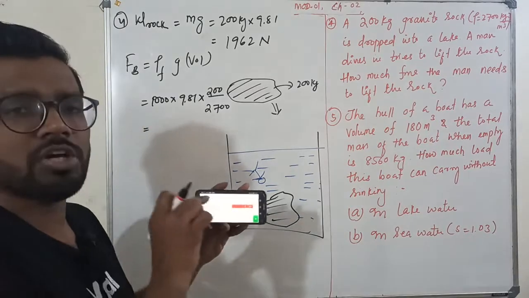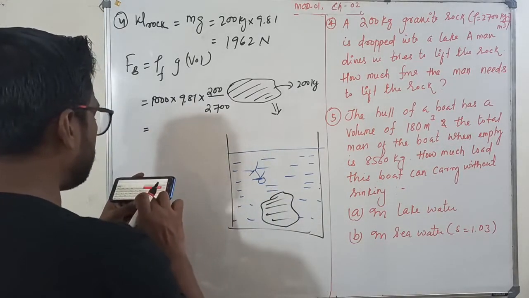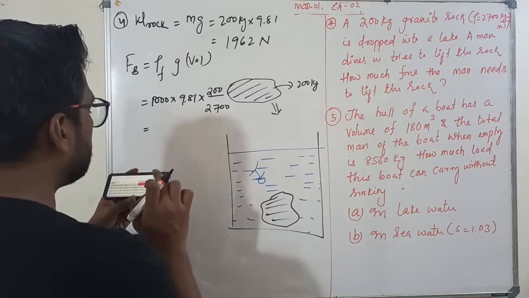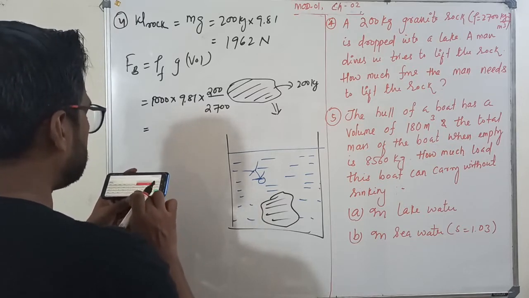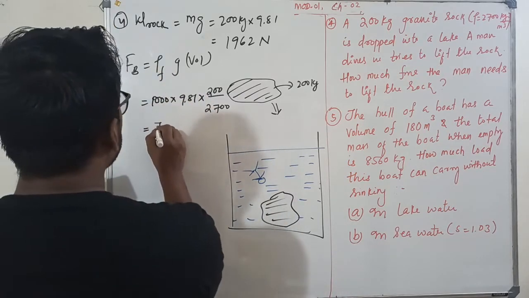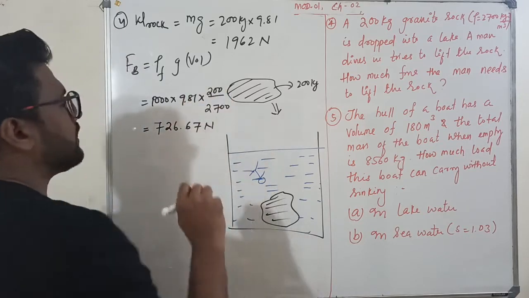Use your virtual calculator only. 9810 multiplied by 200 divided by 2700. Okay. I am getting a buoyancy force of 726.67 Newton. Tell me whether you are getting this or not.